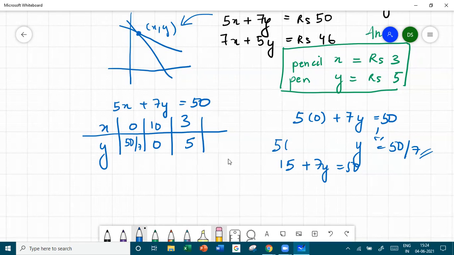Okay, if you do, yeah, so on. You can take integer values and then plot it on the graph. You'll get the required line. I think in this case it looks something like this. The line is something like this.